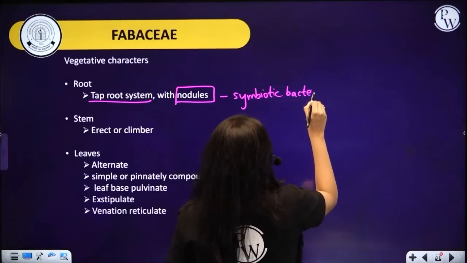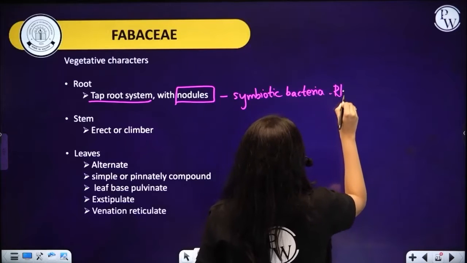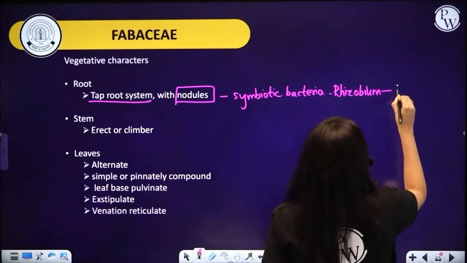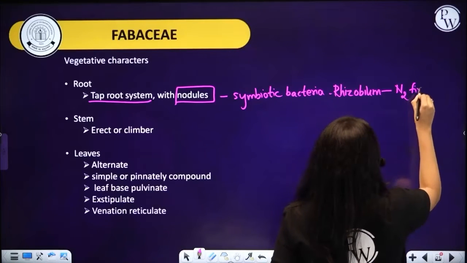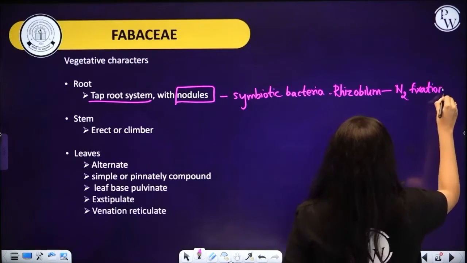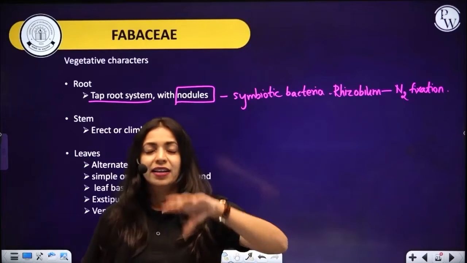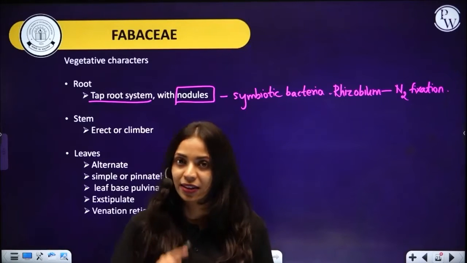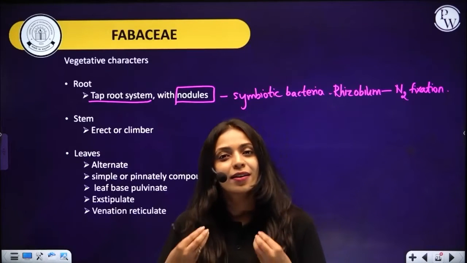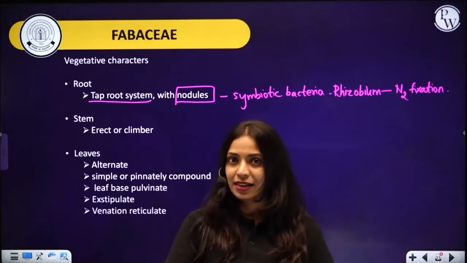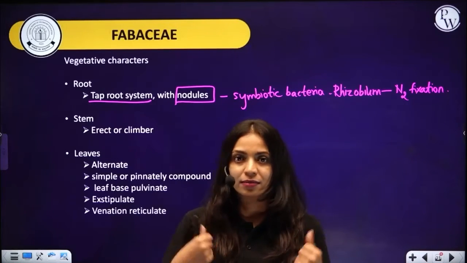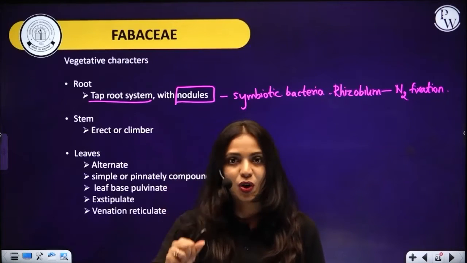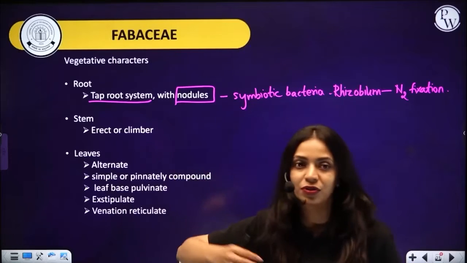such as rhizobium, and this helps in the fixation of nitrogen. These bacteria reside in the roots of these plants. They form nodules, tiny swellings in the roots, and they reside within the root. Why I said symbiotic is because these bacteria help the plant get nitrogen, and in turn the plant provides the bacteria with food. So such nodules can be seen in the roots of these plants.